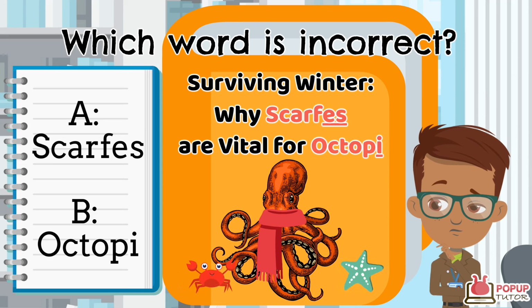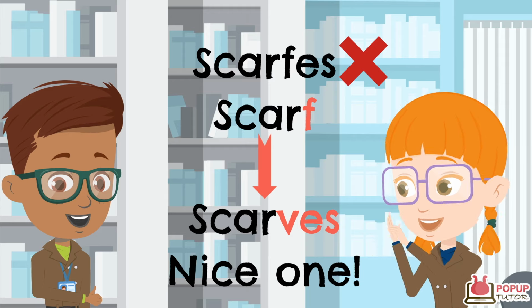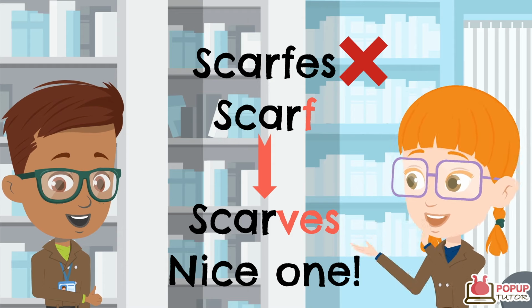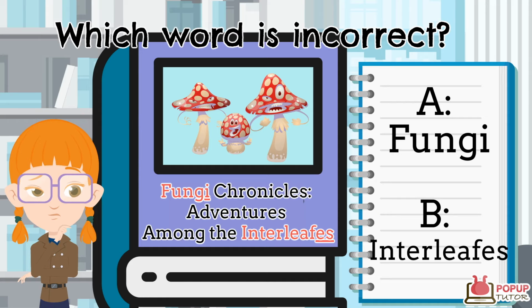Have a look at this next book. Surviving Winter. Why Scarves Are Vital for Octopi. Which plural noun has been spelled incorrectly? Word A, scarves, or word B, octopi? Word A, scarves. It should be scarves. Nice one.